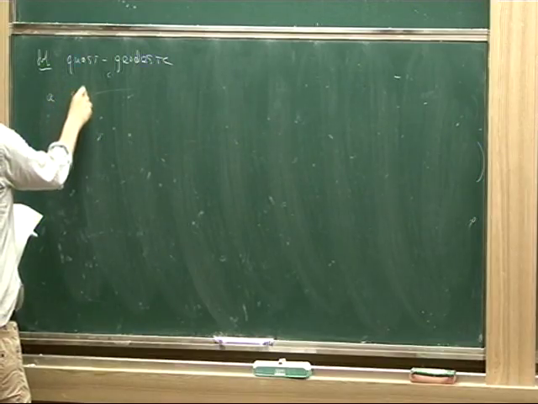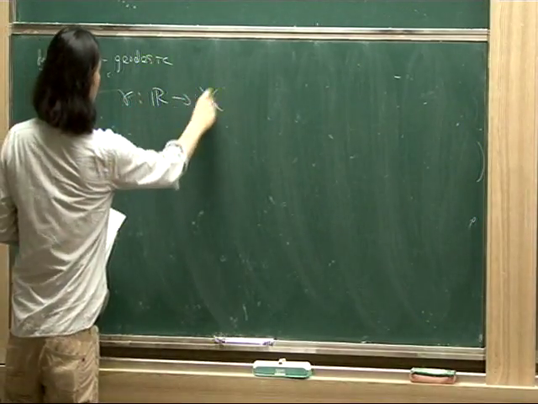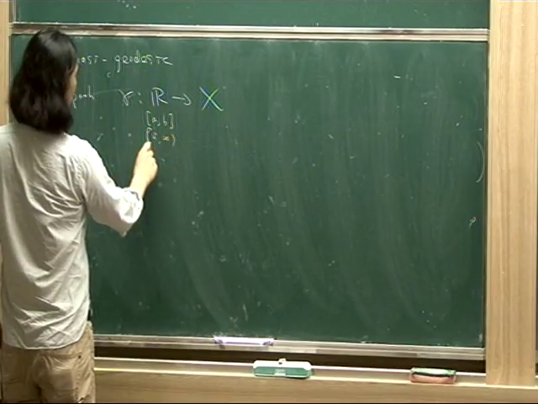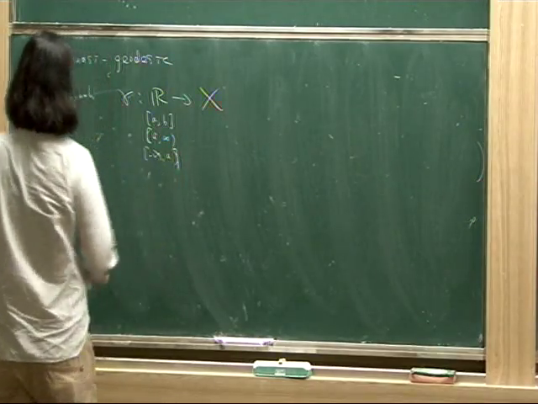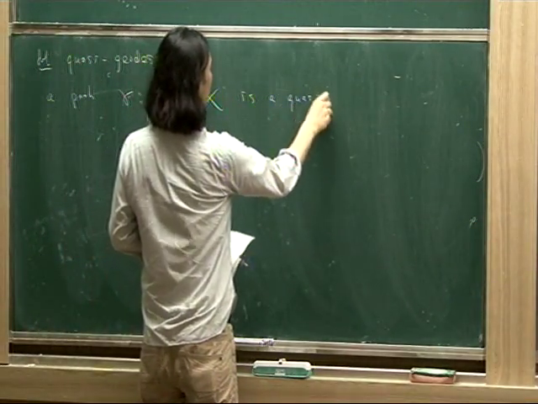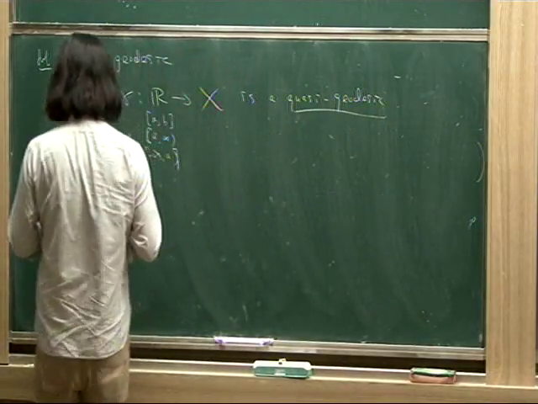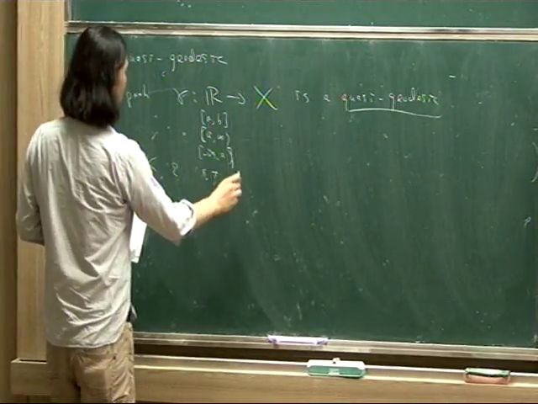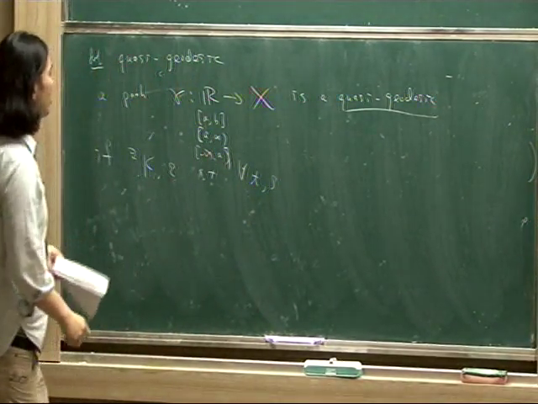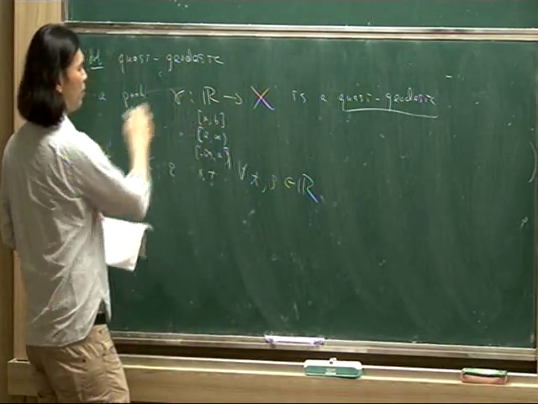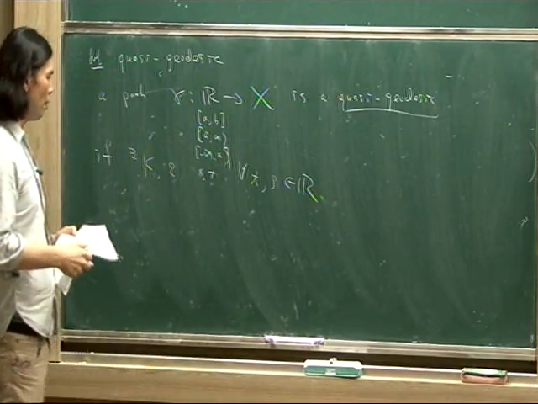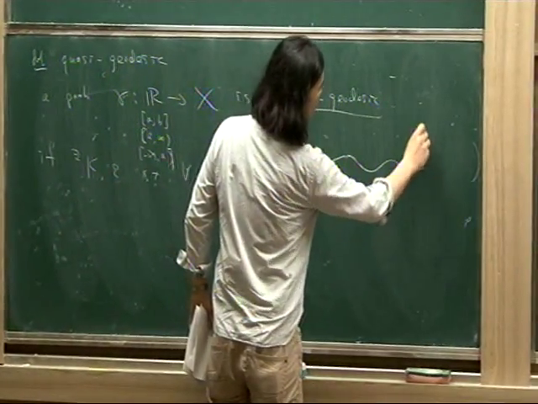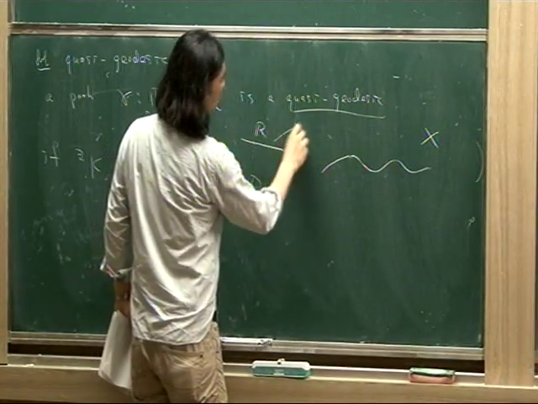So a path gamma from, maybe the domain is, say, an interval A, B, or R. It can be anything. It is a quasi-geodesic if there is a constant k and epsilon such that for any parameters t and s in the domain, if it's in the interval A, B, it must be a point in the interval A, B. So the picture is going to be like this. This is X, and you have R here, and this is the map.